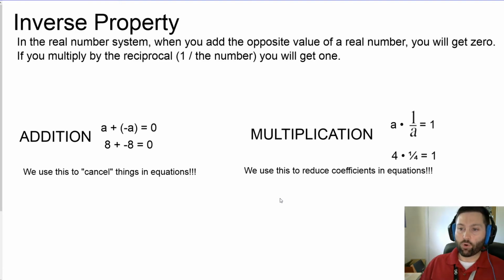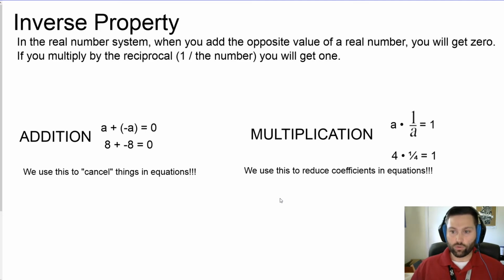So if I have 4x, I would multiply it by 1/4. That's the equivalent of dividing by 4, and I would get 1 as a coefficient. Well, that happens because the multiplication inverse property is always true. So 4 times 1/4 equals 1.